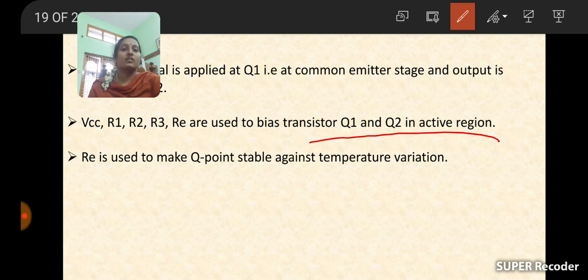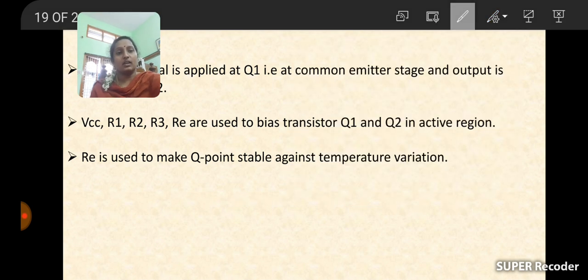So what is the use of operating transistors in the active region? While operating the transistors in the active region, the operating point becomes independent of temperature variations, so that it will provide constant gain. Otherwise, it would vary with the temperature variations. If it varied with temperature, thermal runaway would occur. So to protect it from thermal runaway, we are using R1, R2, R3.